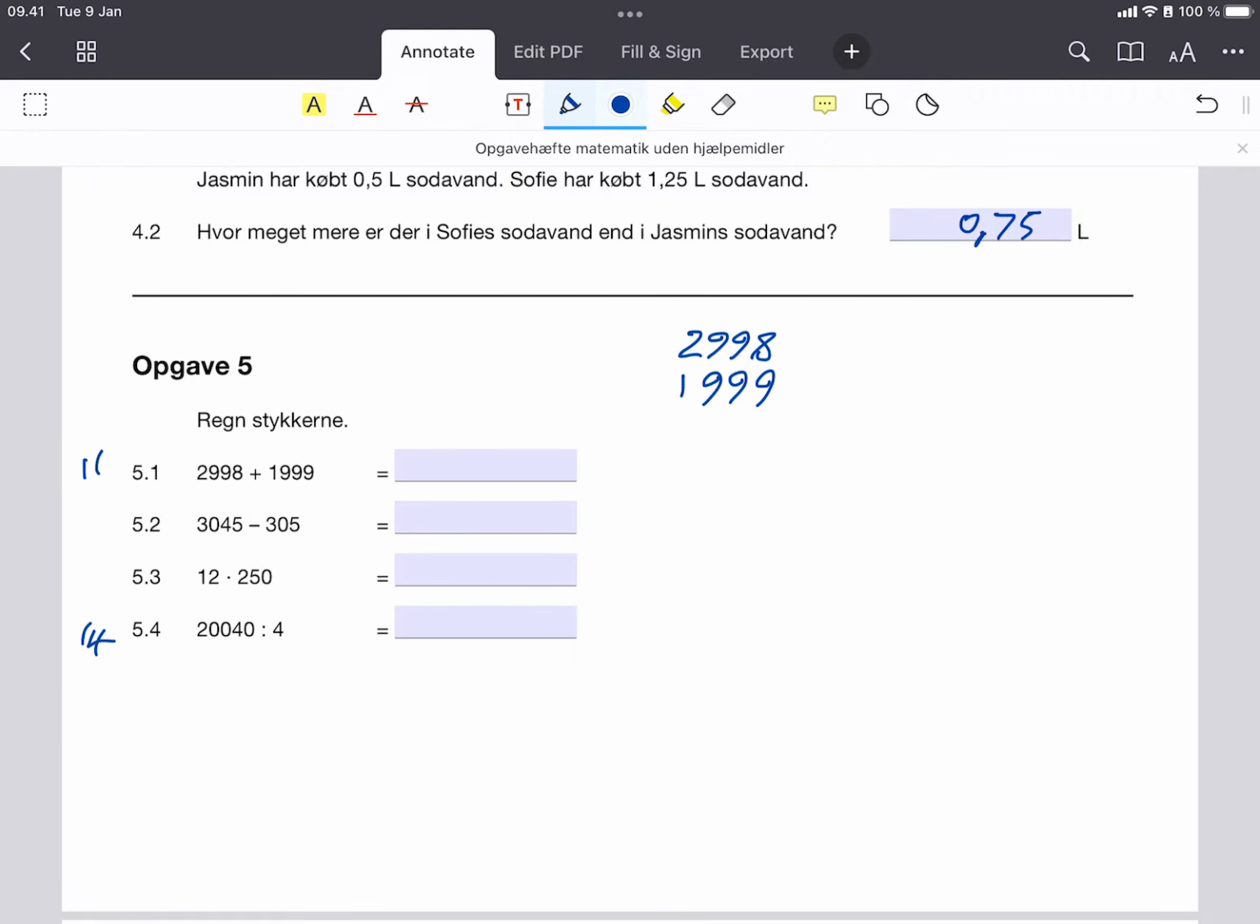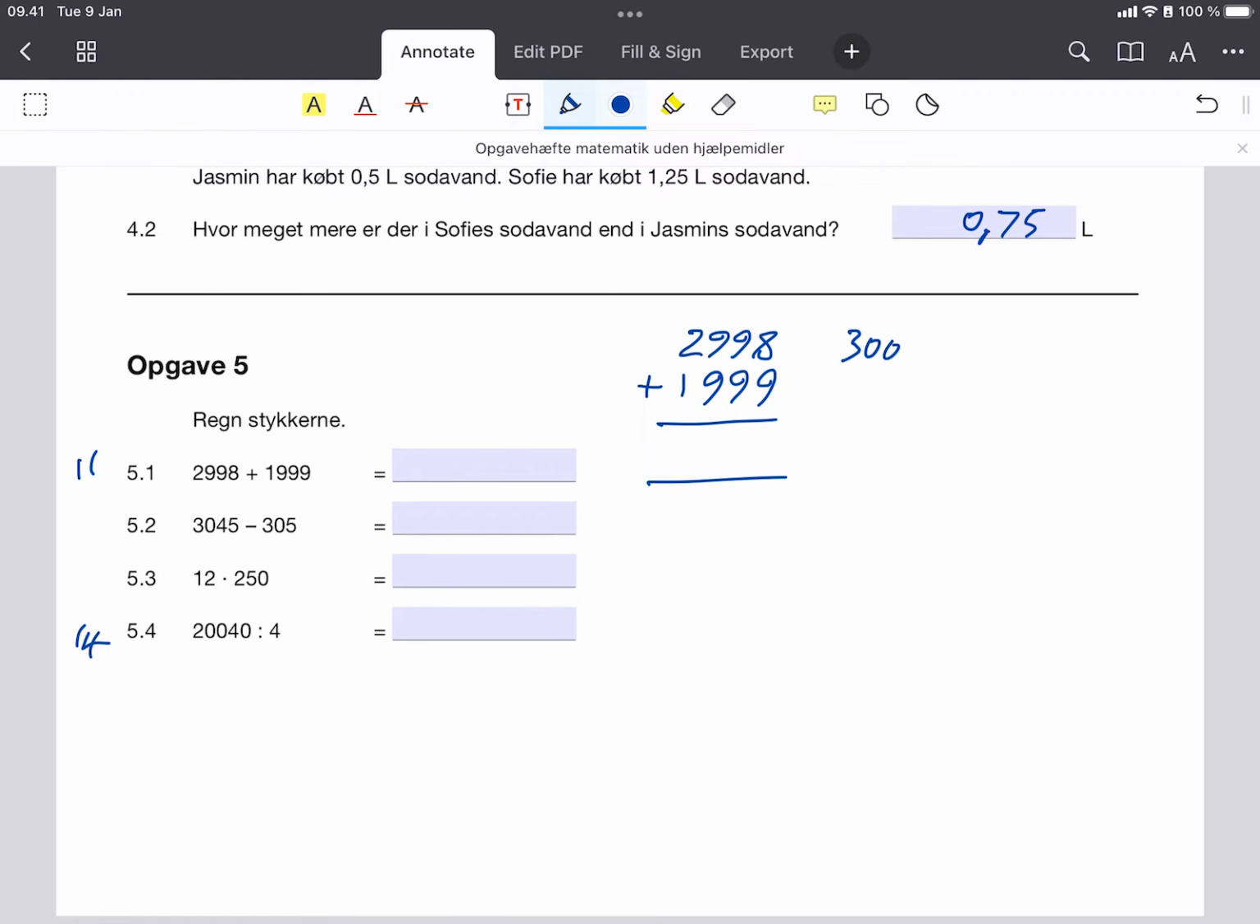So the first one, 2998 plus 1999. Well, you know what? There's an easier way to do this than doing it long ways with all the carry figures. If you just think about 3000 plus 2000 is 5000, and we're 2 less than 3000 and 1 less than 2000, so it's going to be 3 less than 5000. It's going to be 4997. So I can spot that in my head without having to do it the long way.